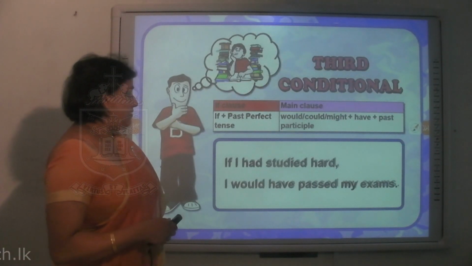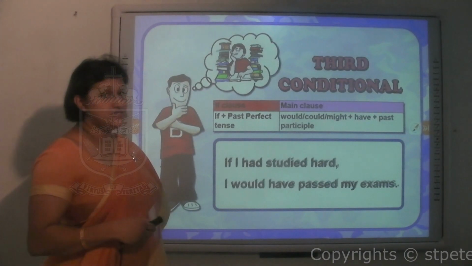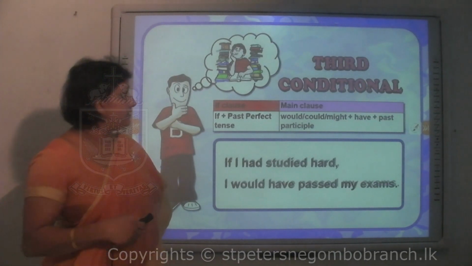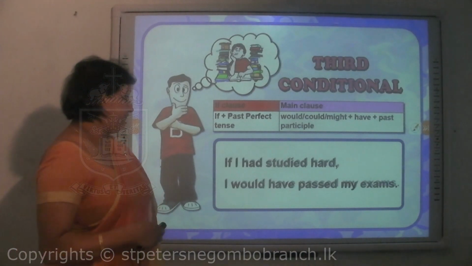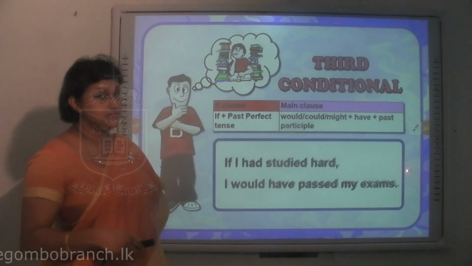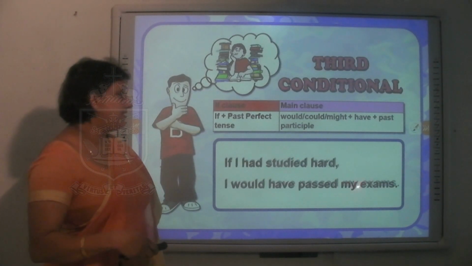Okay. What is this? Third conditional. Can you remember the example I spoke of? Third conditional, we'll see. If I had studied hard, I would have passed my exams.